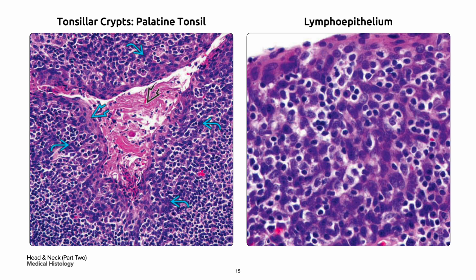On your right is the lymphoepithelium, which consists of basaloid keratinocytes with infiltrating lymphocytes, shown here, and plasma cells, which impart a reticulated appearance.